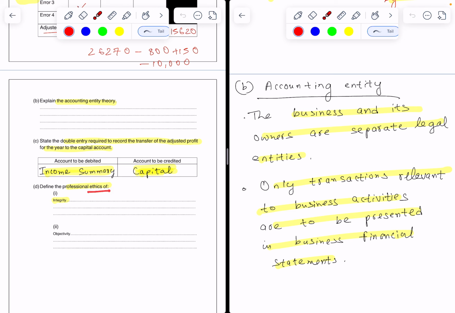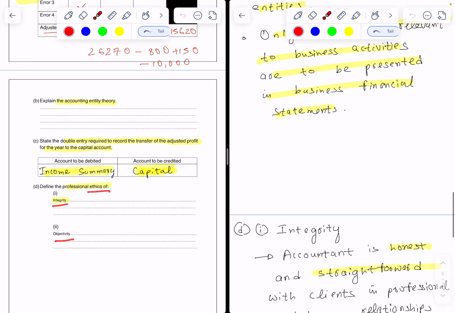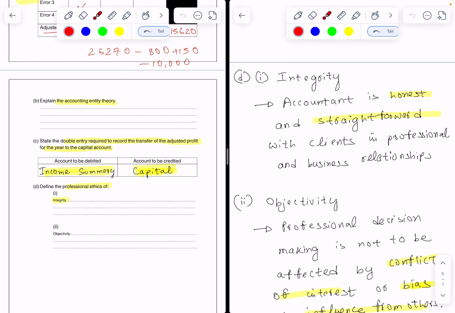What about part D? Define the professional ethics of integrity and objectivity. Integrity is when the accountant needs to be honest and straightforward with the clients and also other accountants when dealing with professional and business relationships.